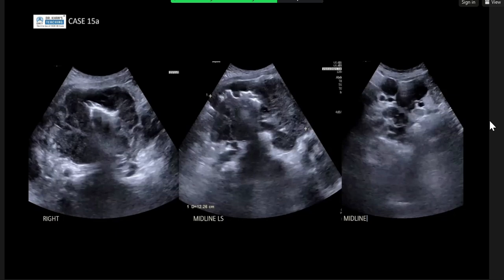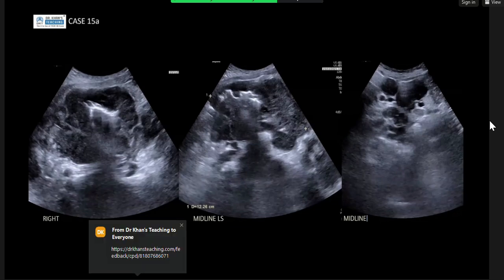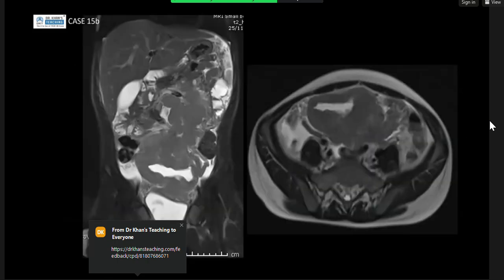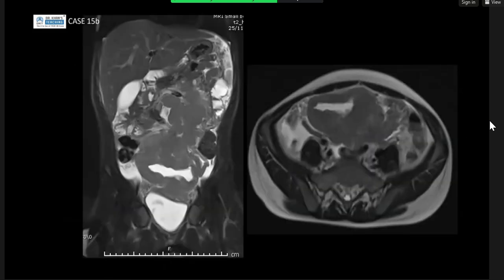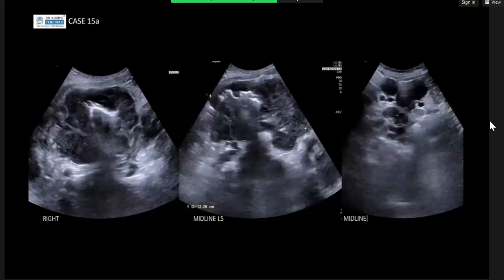Okay, next case. Two images. So this is ultrasound first, and then I'll show you the next one. Okay, so have a look at the ultrasound. And then I'll show you the MR. Okay, and I'll go back to the ultrasound. Just let me know if you want to stay at ultrasound or MR. Yeah, I'll complete the ultrasound first.